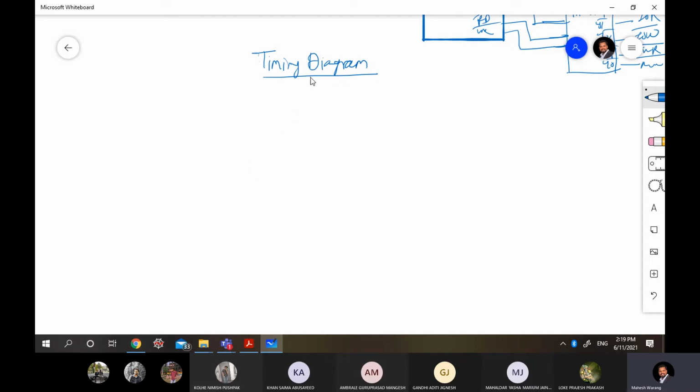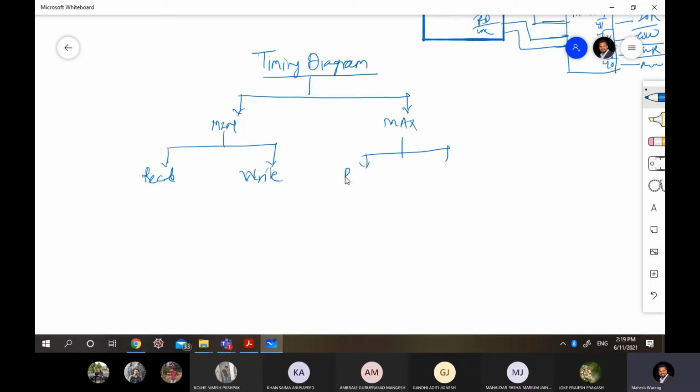Now, as we know, 8086 operates in two modes. There is a minimum mode and a maximum mode. In minimum mode, it has to perform two operations: read and write. In maximum mode also, again two, that is read and write. The read operation we can do with memory as well as with IO. Likewise, the write operation we can do with memory as well as IO. Likewise, here we can do the read operation with memory, IO, and here also with memory and IO.